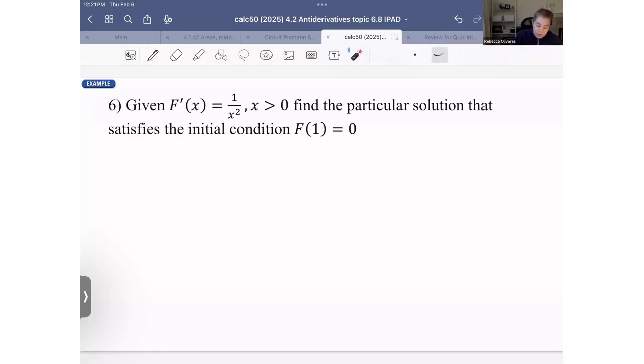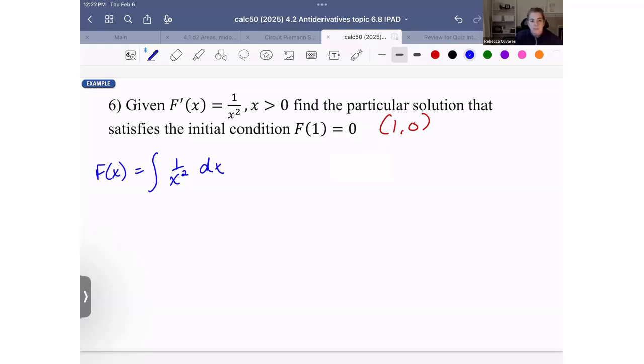Okay, so you're given the derivative, and we are going backwards to find the original function, and we know that the original function passes through the point (1, 0). So we're going to do the antiderivative. I'm going to write down the integral of 1 over x squared dx. That's going to give me capital F of x.